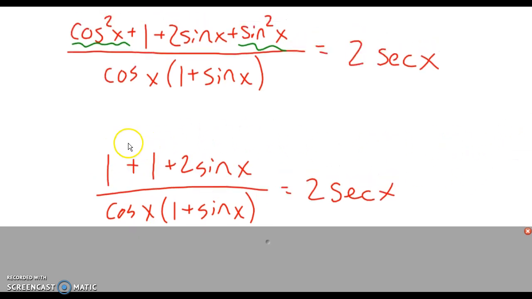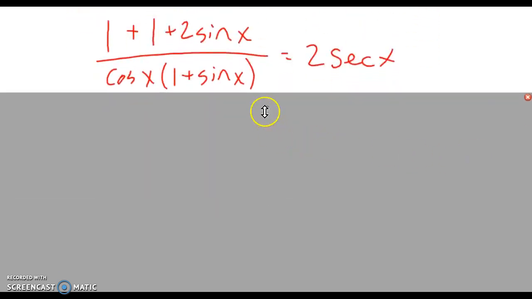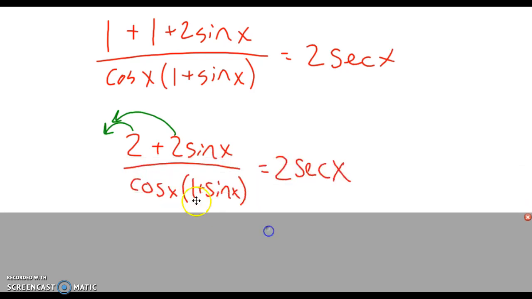Now, don't cross them out. They are equal to 1, not 0. So make sure you replace them with a 1, and then I still have this plus 1 right here, and then I still have a plus 2 sine x. At this point, I can combine like terms at the top, and 1 plus 1 gives me a 2 there.